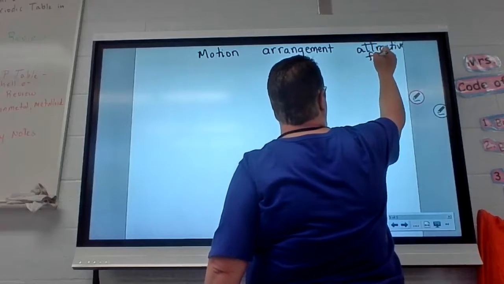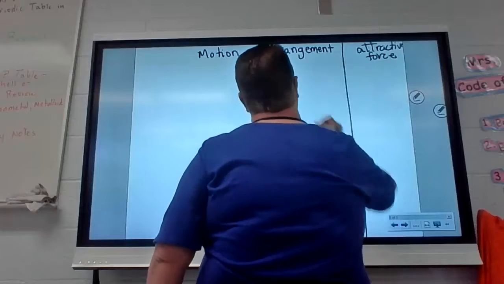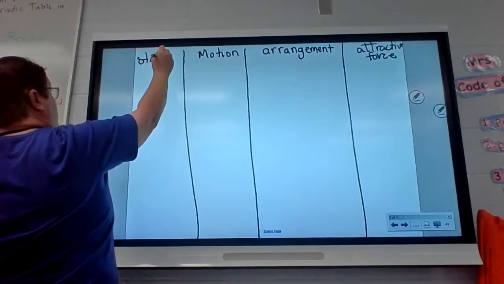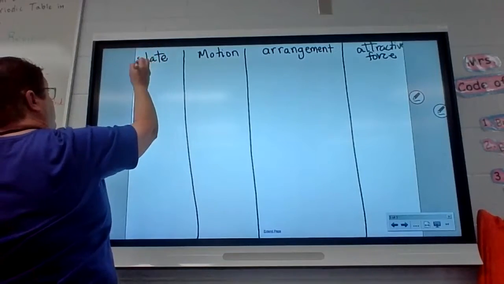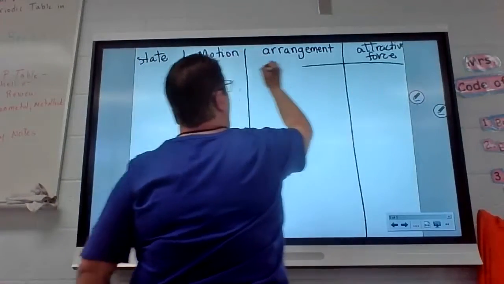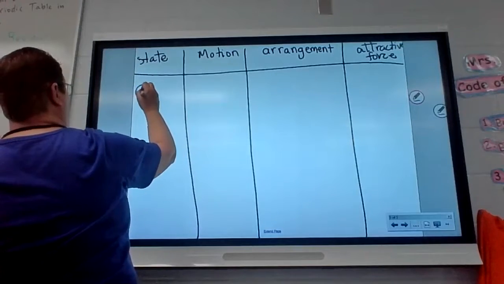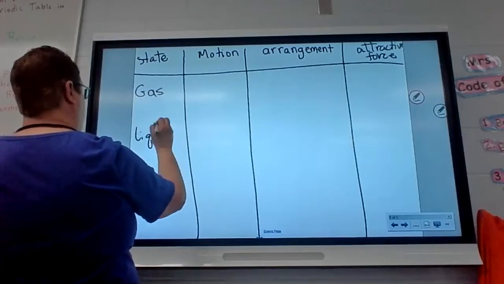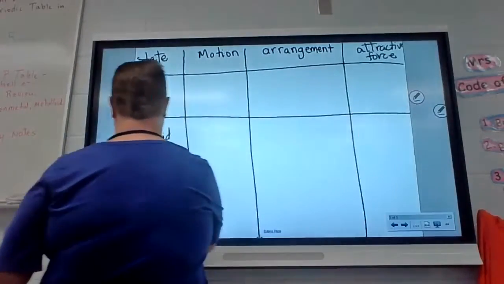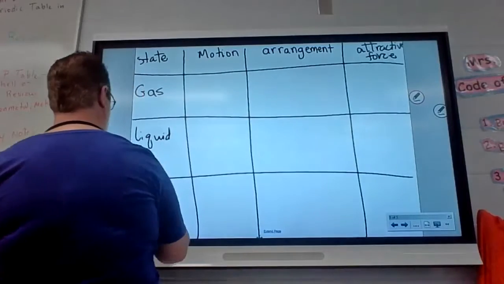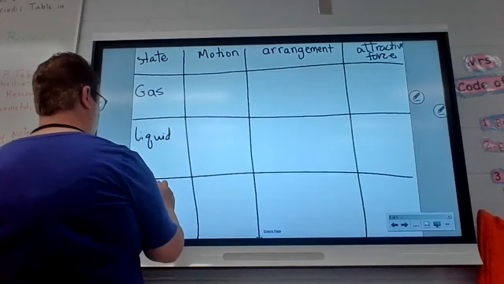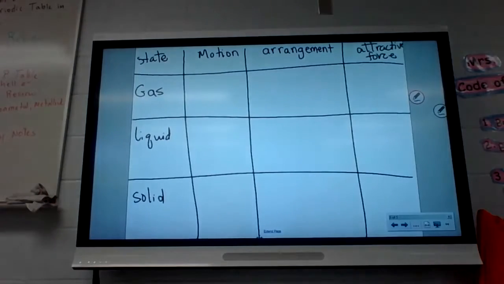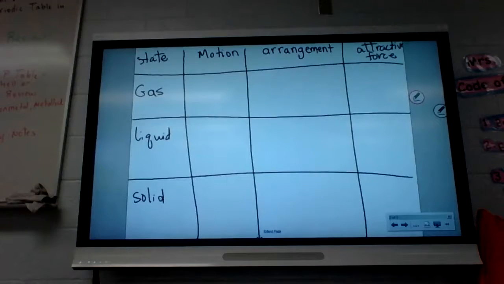Attractive force. Okay, I'm going to wait till you finish drawing this. Put state there. All right, let's do gas first because you know that one. We'll do liquid second, and we'll do solid last. Okay, done? I'm done. It doesn't look very good, but that's okay.